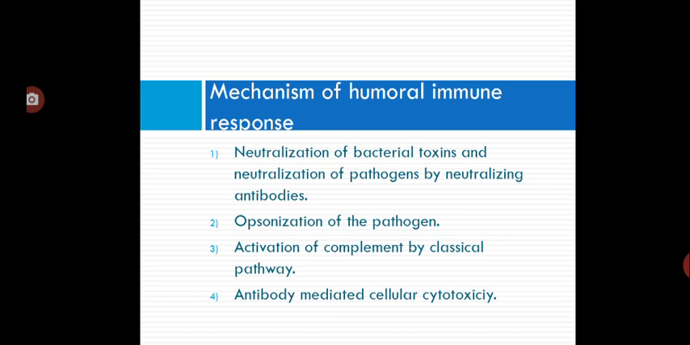Antibody-dependent cellular cytotoxicity process can also kill helminths. In this case, IgE is the antibody involved and eosinophils are the killer cells.